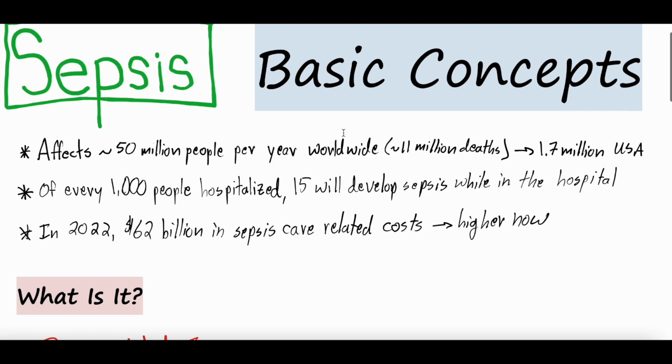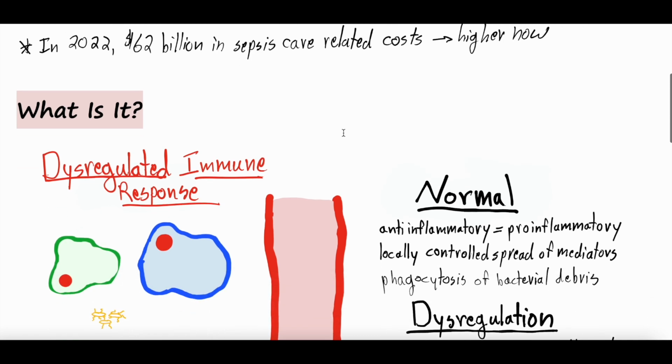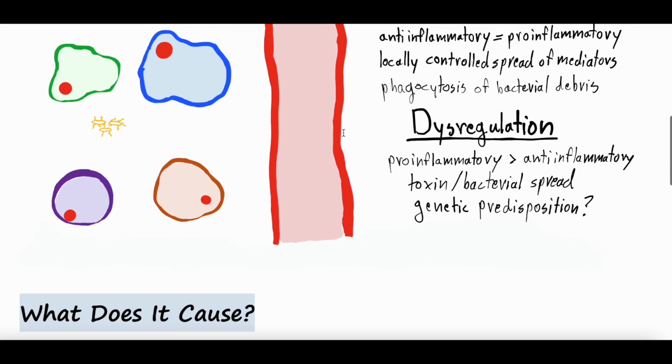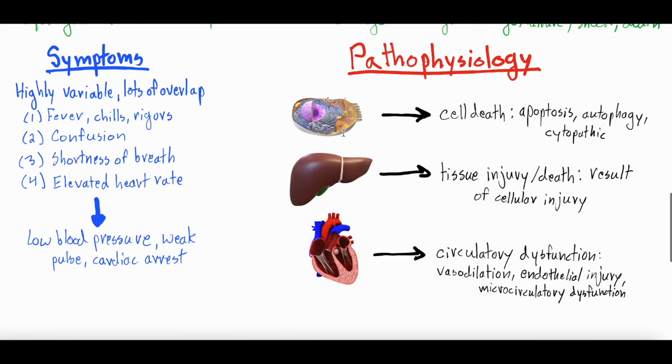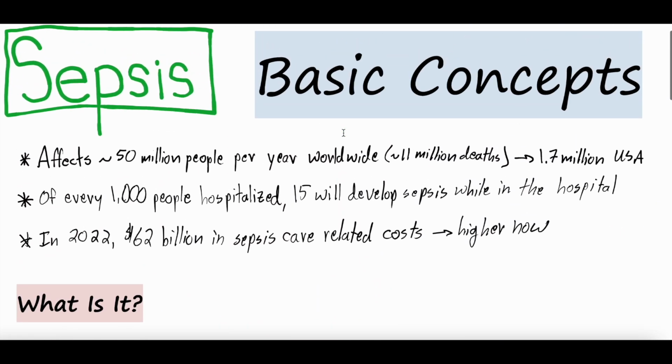We'll talk about the numbers a little bit, how much it costs, how many people get it, how many people unfortunately die from it. We'll dive into what it is, what it causes, symptoms, pathophysiology, how to manage it, and all that good stuff. So please stick around.